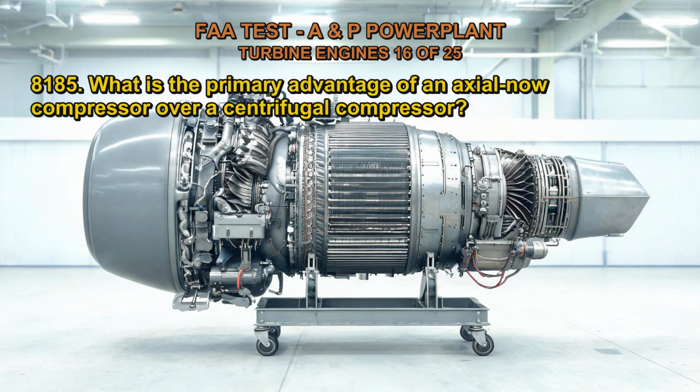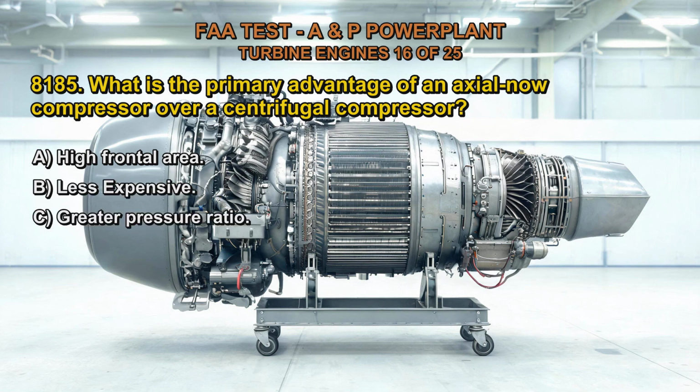8185. What is the primary advantage of an axial-flow compressor over a centrifugal compressor? A. High frontal area. B. Less expensive. C. Greater pressure ratio.